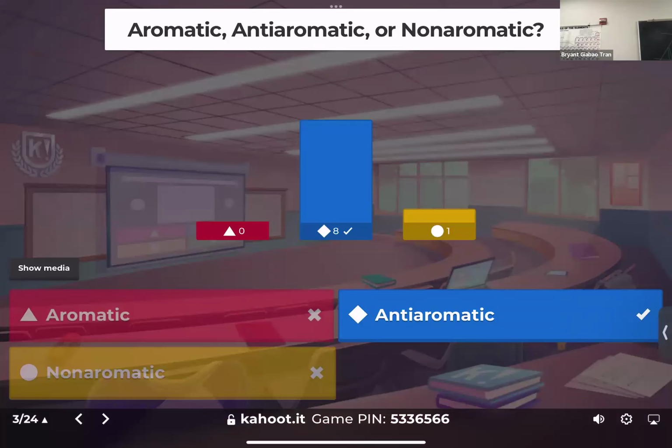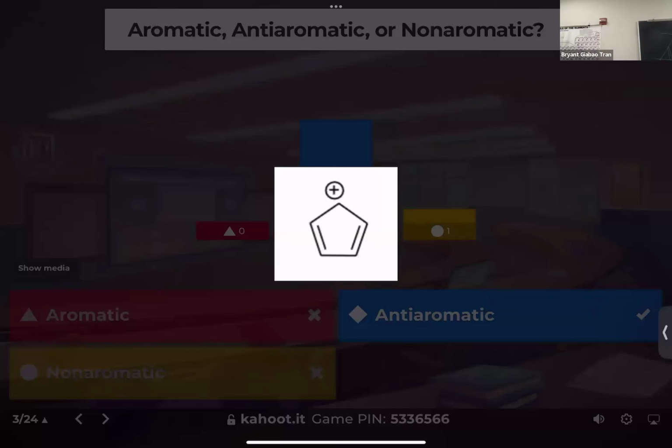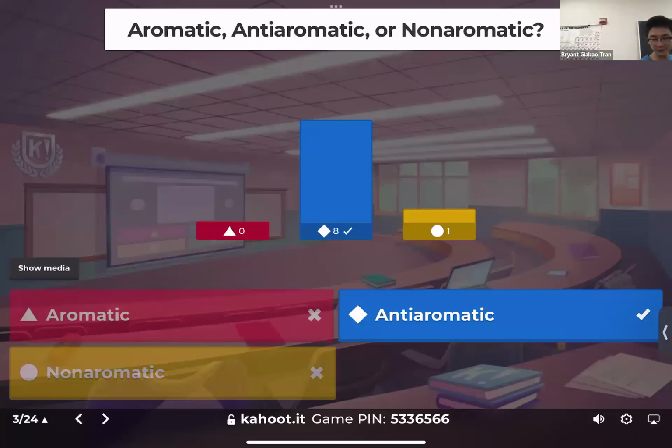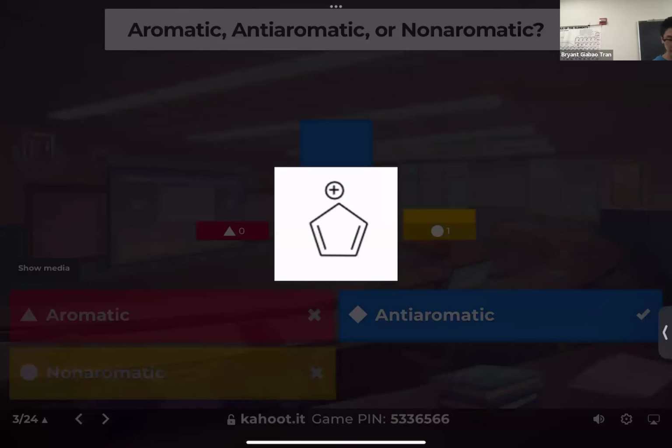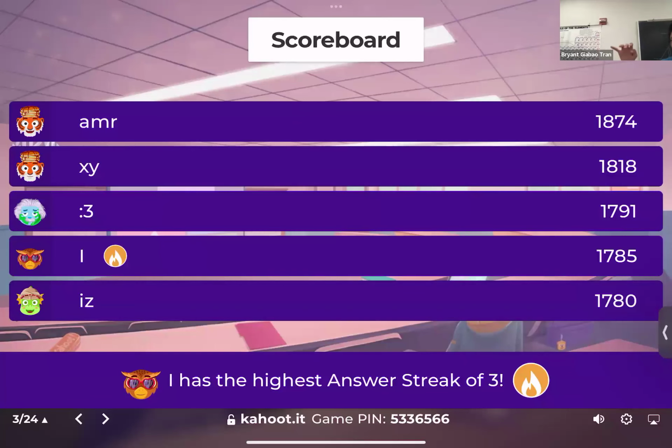Right. That carbon right there is sp2 hybridized. The carbons that are sp2 hybridized are carbocations like this, carbanions with a negative charge, radicals, and double bonded carbons. So all of these are sp2 hybridized, planar, and fully conjugated with 4 electrons, which is an even number of pairs, anti-aromatic. Nice.